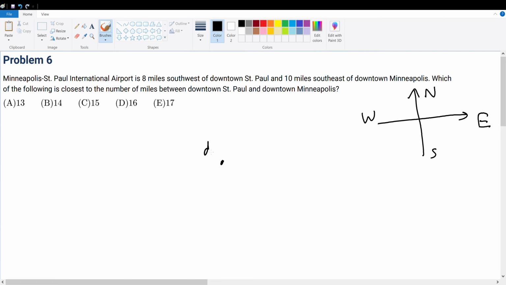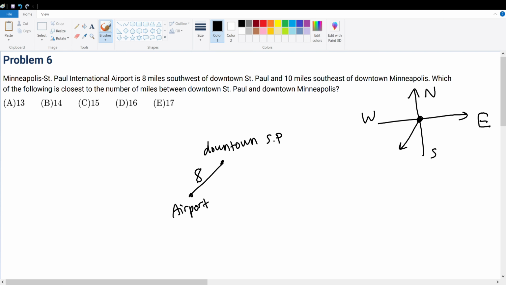Paul. So if this was downtown St. Paul, so SP, then southwest would be this direction. So if you set this origin point to be downtown St. Paul, then the airport would be right here. So this would be the airport, and this would be 8 miles.